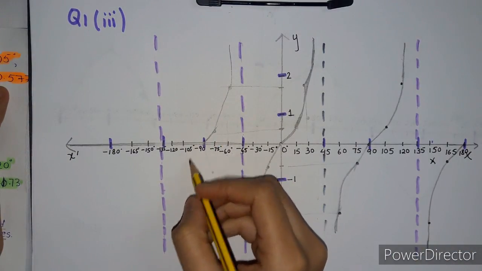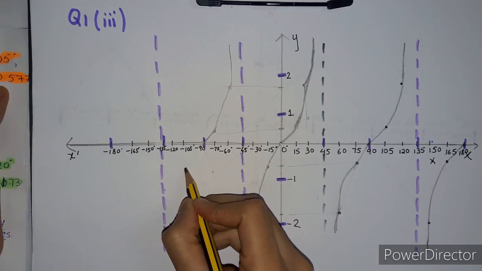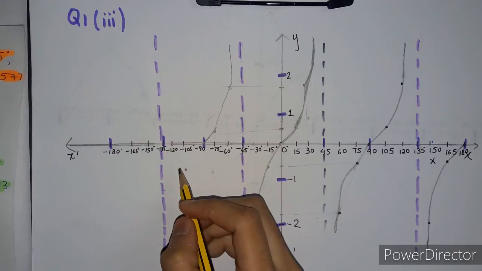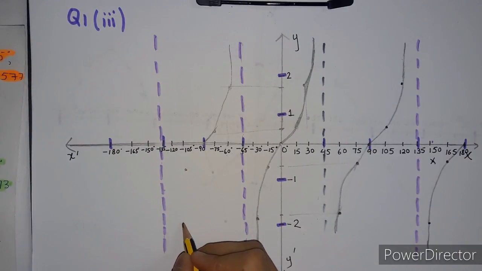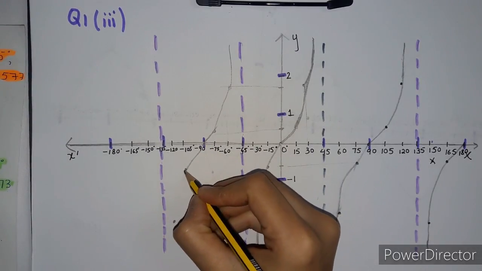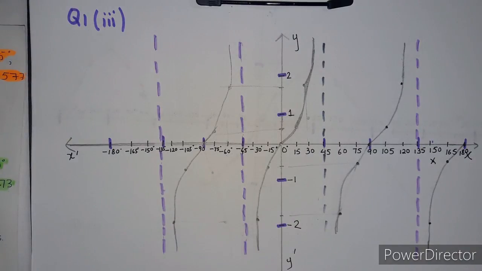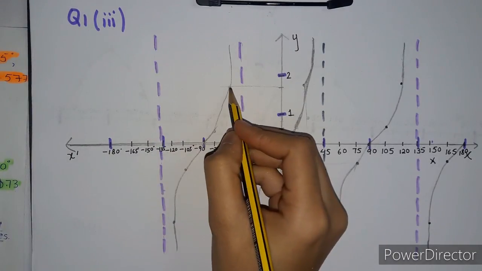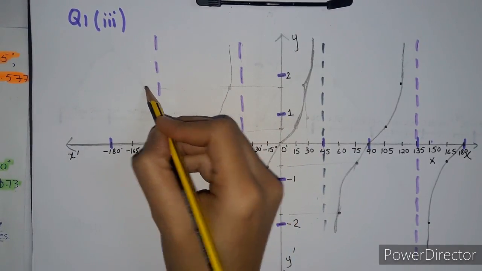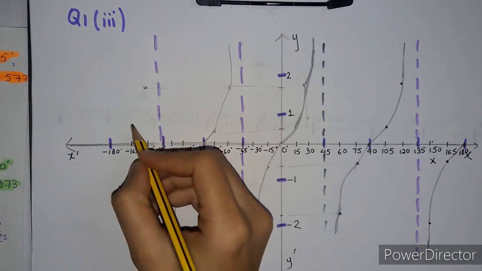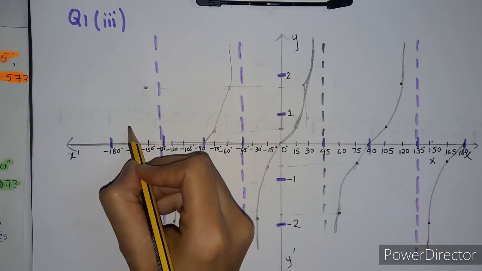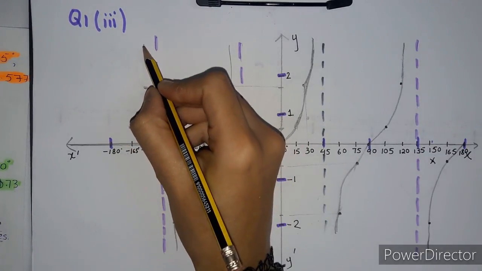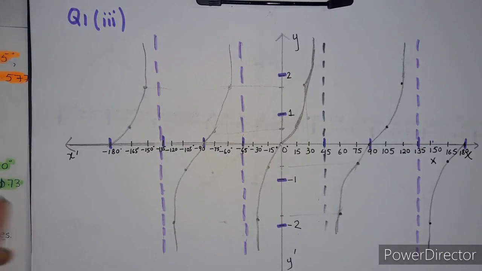Then minus 105 is minus 0.5 here, and minus 120 is minus 1.7, which is here. Now joining them like this. Then minus 150 is plus 1.7, then 165 is plus 0.5, and 180 is 0. So this is how you will join it. This is how you will join a graph.